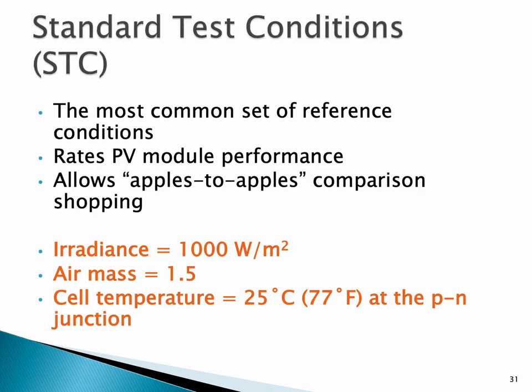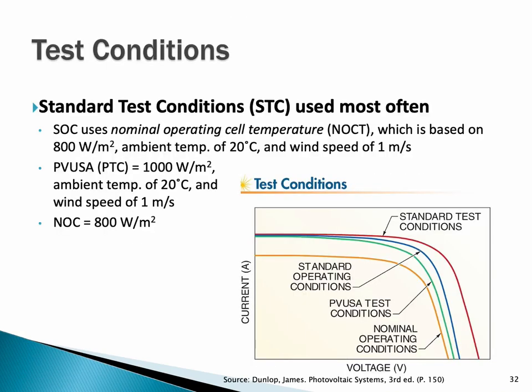Once again, here's the standard test conditions. If you don't know this, I would tattoo this onto your arm, someplace where it's readily available. 1,000 watts per meter squared, 1.5 air mass, and 25 degrees C at sea level. Now, that being said, we've been talking about this standard test condition. There's other test conditions out there also. One of them is called PTC, or PVUSA, which is not 1,000 watts per meter squared.